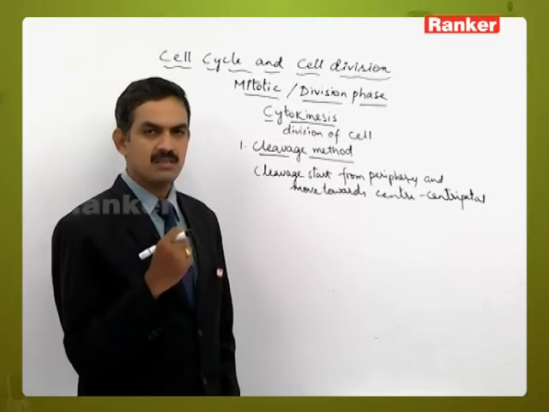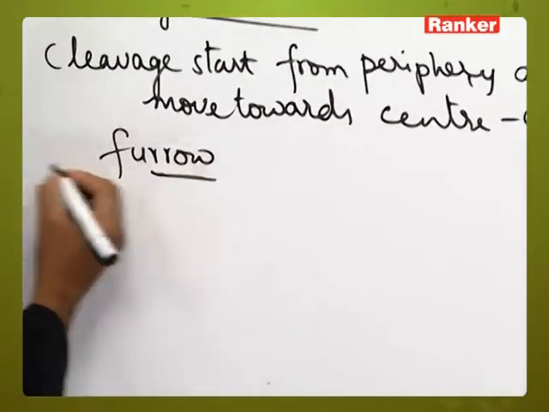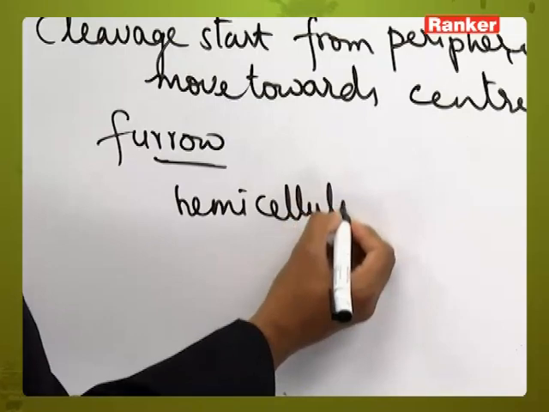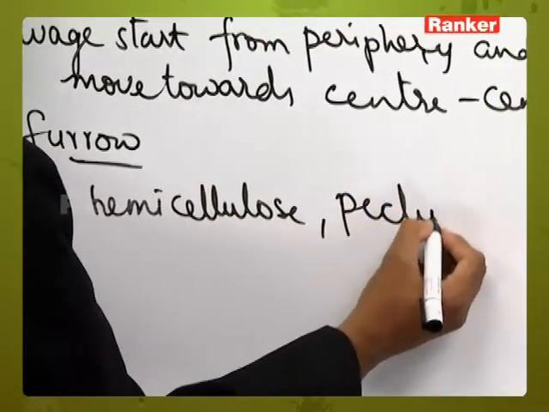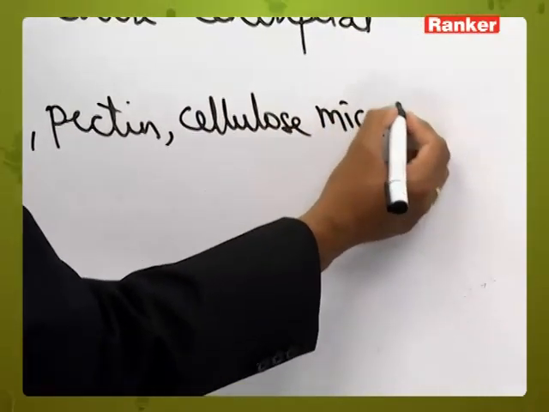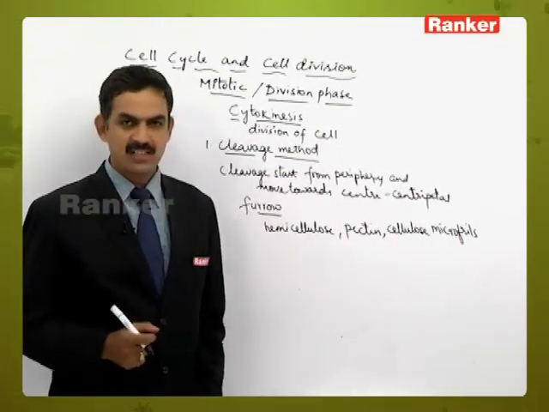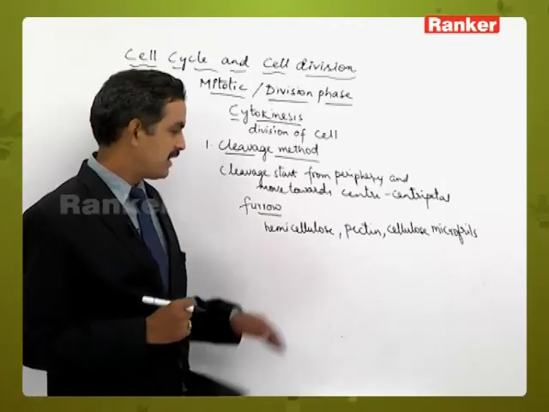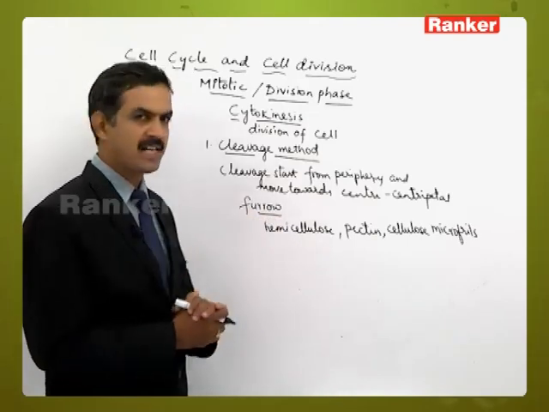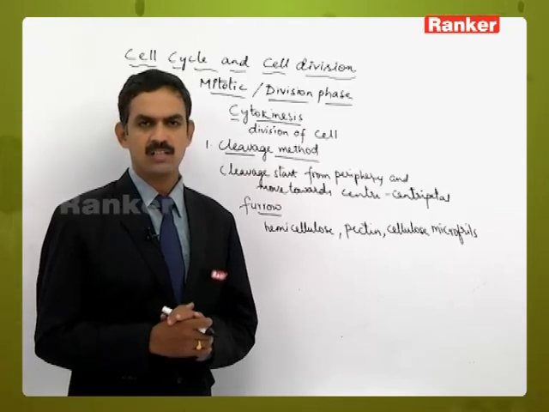Then into the furrow-like structure that has been formed, hemicellulose, pectin and cellulose microfibrils, all these materials will fill in, which will solidify it, and it is converted into a complete cell wall-like structure. So this is how the cleavage method takes place in the lower organisms, where the cell is divided into 2 daughter cells.